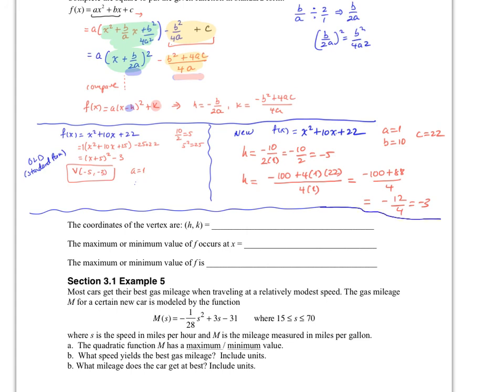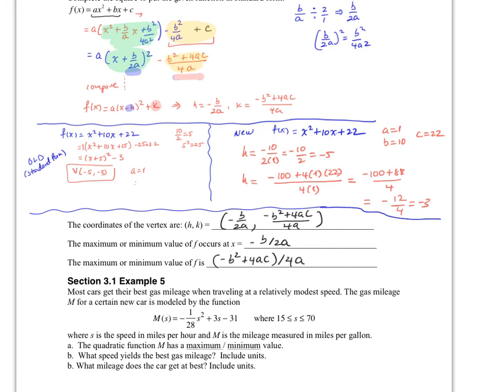All right, so just to recap what we just did in these past two new and old examples. The vertex will be minus b over 2a, or minus b squared plus 4ac over 4a. And the maximum or minimum occurs when x is equal to minus b over 2a. And the maximum or minimum value will be minus b squared plus 4ac, everything divided by 4a.